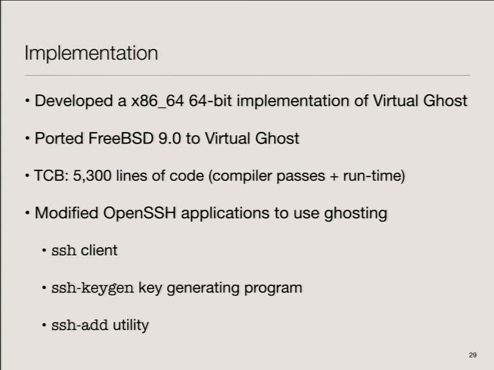Then we modified several applications from the OpenSSH application suite to use Ghost memory. The SSH client, the SSH key generating program, and the ssh-add utility use Ghost memory for their heap. They really should be using it for globals and stack, but in our prototype implementation, we're only doing the heap. Basically, what they do is create authentication keys that are encrypted, so the operating system kernel cannot read or access them, but the SSH client and the ssh-add utility can use them.